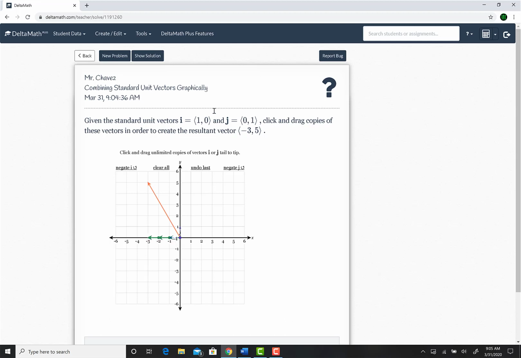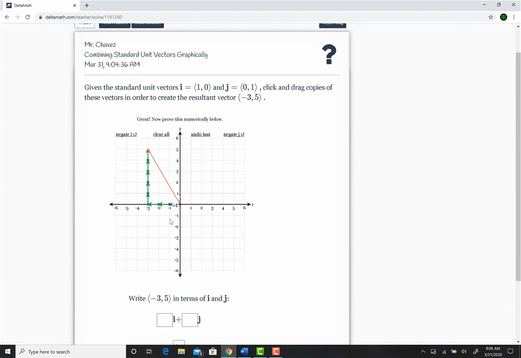If you're just messing with i and j, you're going to be making right triangles, guys, over and over again. So now I need 5 of them going up. Where the i ended, you're going to continue with the j. 1, 2, 3, 4, 5. Hopefully there's not too much background noise, guys. I have the TV on at the moment. So there it is, a nice right triangle, 3, 5, and the resultant vector is the square root of 3 squared plus 5 squared. All right, so there we go.